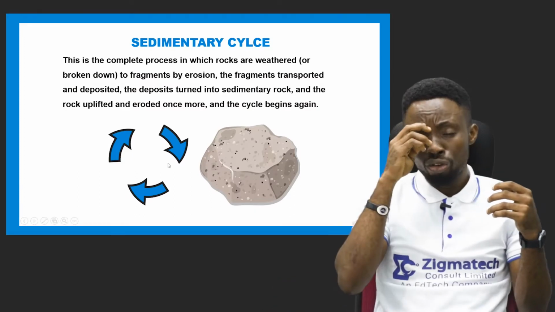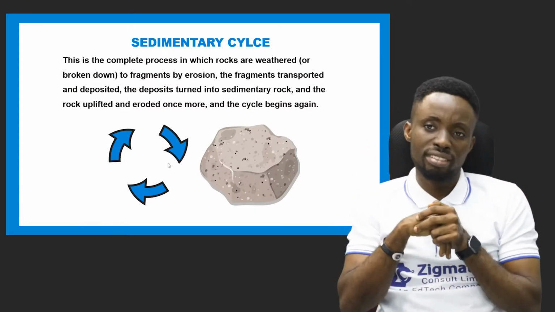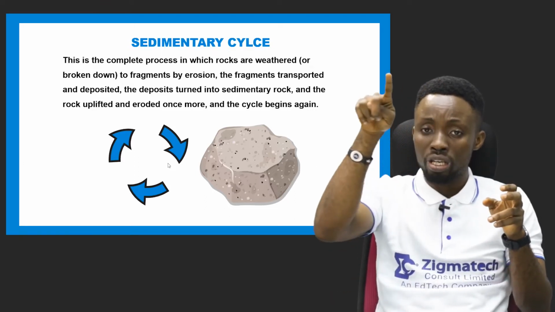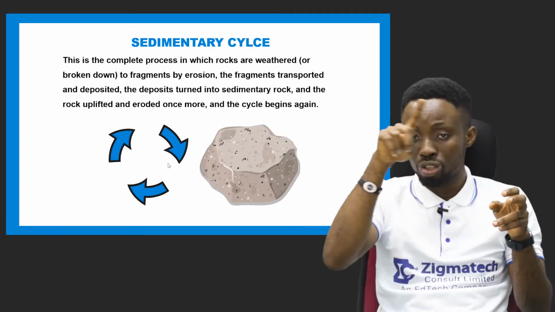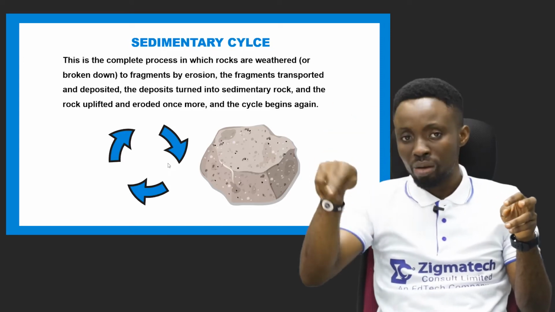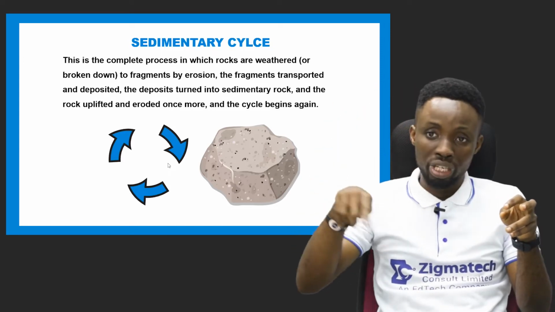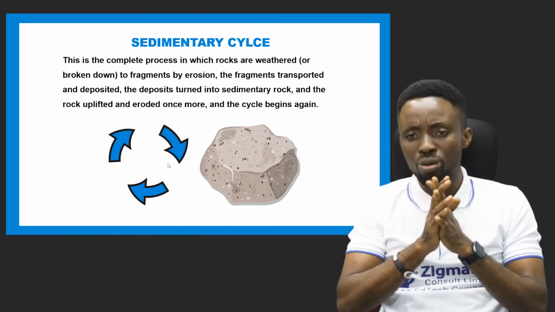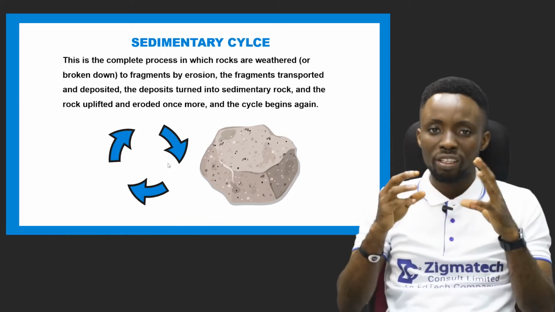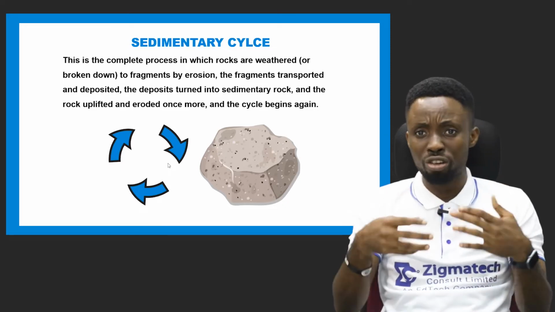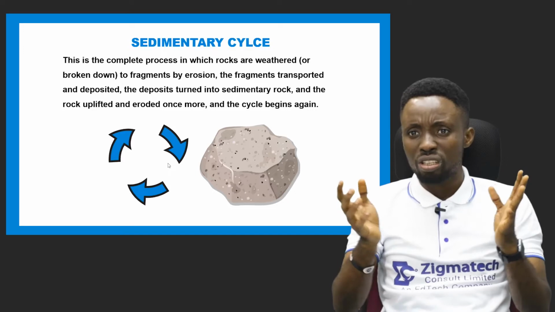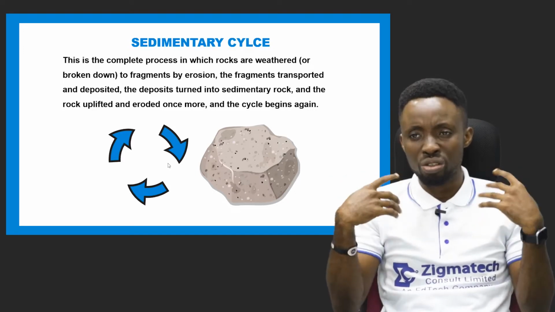So if you look at the sedimentary cycle, now a cycle is simply a complete movement, in a circular manner, from beginning to the end and back to the beginning. So let's look at this sedimentary cycle of sedimentary rocks. Now, the first thing that happens before a sedimentary rock can be formed is weathering. This weathering has to do with breakdown of rocks or bigger rock materials or fragments.